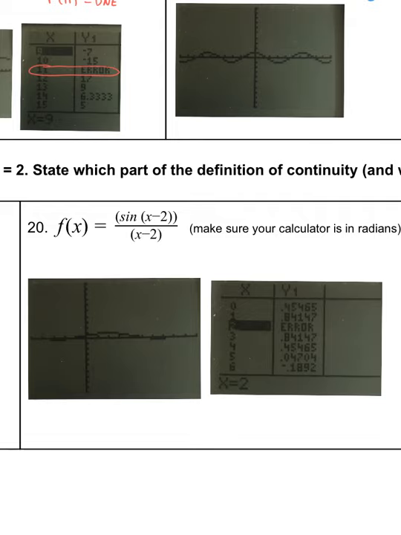So our discontinuity is at x equals 2. And that's the first step in the definition. Step 1 fails. f of 2 does not exist. There is no y value at x equals 2.